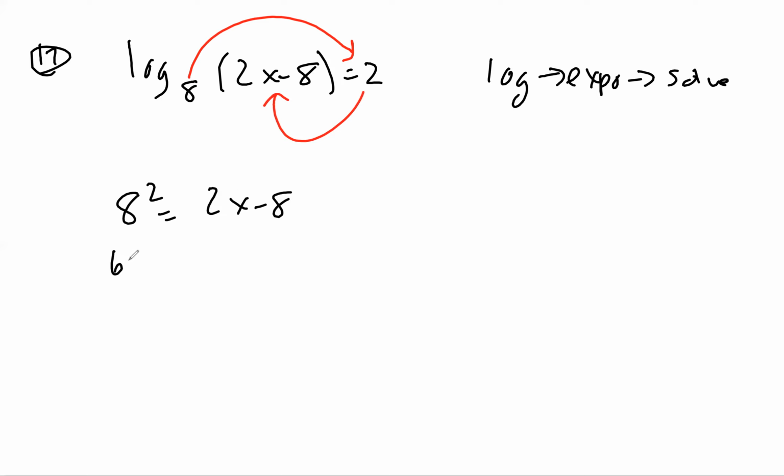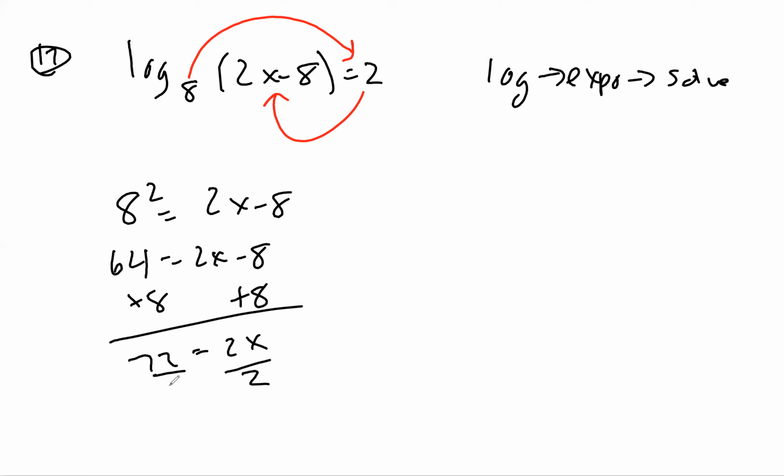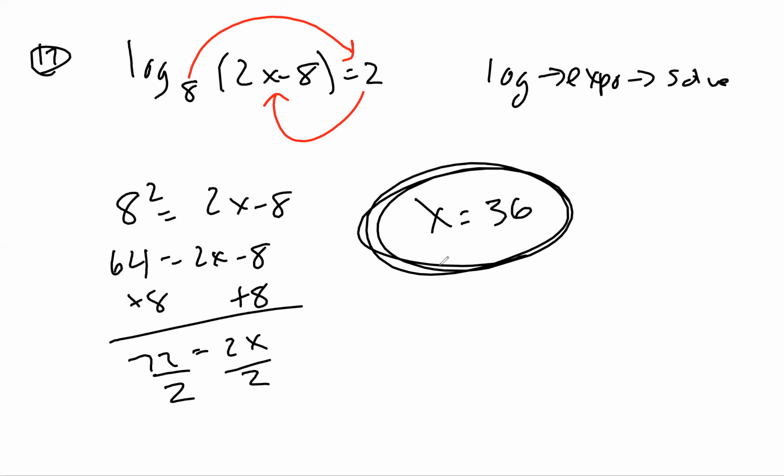And so 8 squared is just 64. 2x minus 8 remains. I'm going to add 8 to both sides, and that's going to give me, what, 72 equals 2x. I will divide both sides by 2, and I will get that x is 36, and now I'm done.